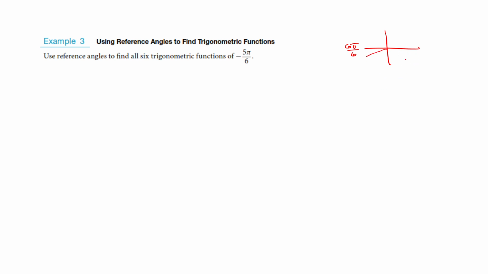If I'm going the wrong way, I don't quite get to half, I get right here. My reference angle then would be the difference between negative 5 pi over 6 and 6 pi over 6. Do you see? My reference angle is pi over 6. So remember, reference angle is the distance from where we are back to the closest x-axis. So pi over 6. Remember, 6 goes into 180 3 times, so this is 30. This is a 30-degree angle.